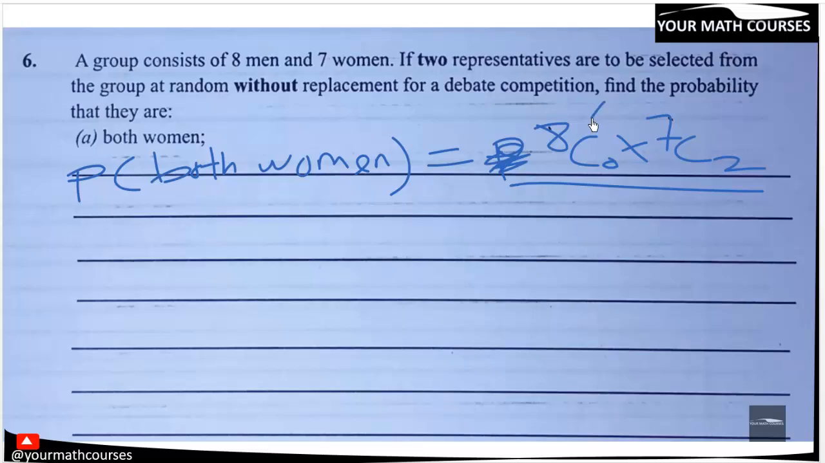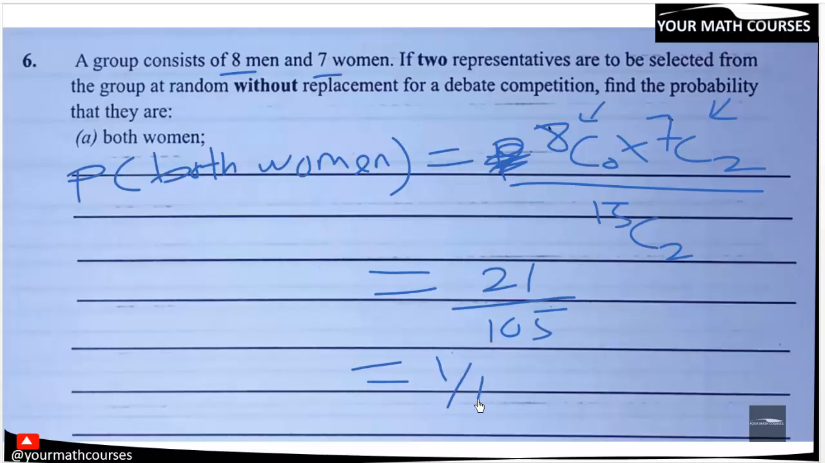So this is the number of ways of selecting no man, and this is the number of ways of selecting 2 women from 7. So selecting no man from 8. Then we have 15 combination 2, the number of ways of selecting 2 people from 15, because 7 plus 8 will give us 15. So this will simplify to 21 over 105, which will give us 1 over 5.